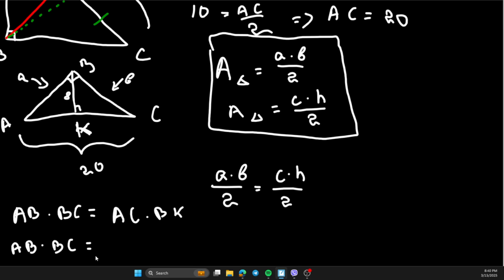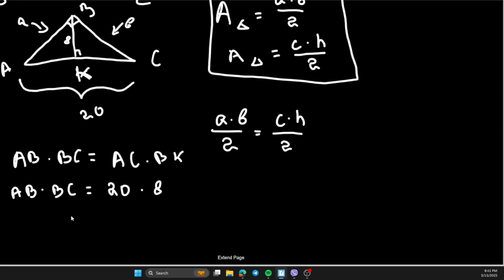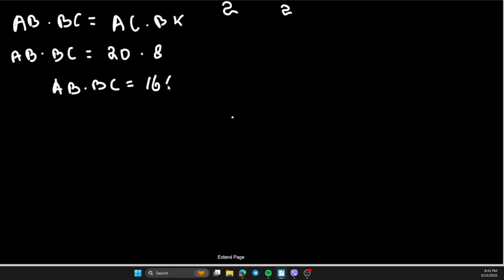AB times BC is leg times leg. Do we know the legs or no? Do you know the AC? You know it, you just apply it. It's 20. But the height is 8. So the product of the legs AB times BC is 160. Okay, so this is the first equation.